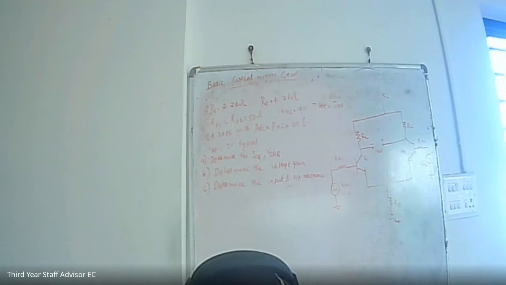So you can write RS1 equal to RS2 equal to 50 ohm, and plus VCC is equal to 10 volt and minus VEE equal to minus 10 volt. And here the transistor is CA3086. Whatever be the transistor, its parameters are given. So beta DC and beta AC is equal to 100.